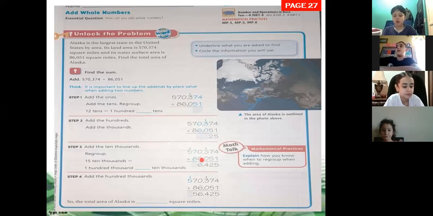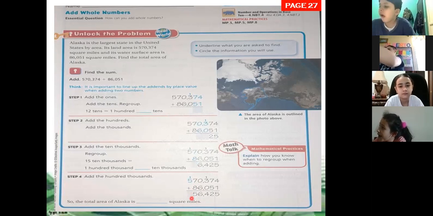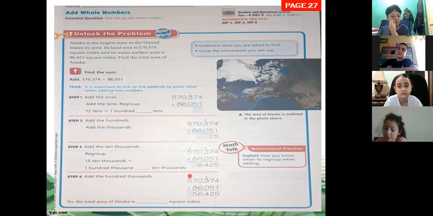0 plus 6 equals 6. 7 plus 8 equals 15. Since it's 15, it's more than 10, I'm going to regroup again. I'm going to write 5 in the 10,000s, and 1 is going to be on the 100,000s. So I'm going to have 5 plus 1, which is 6 here. 656,425.